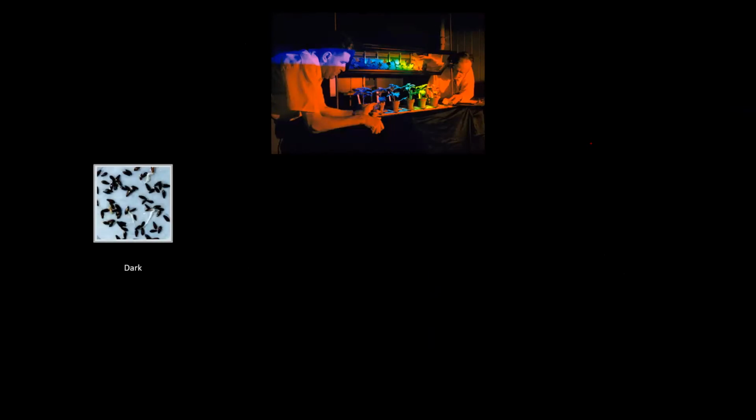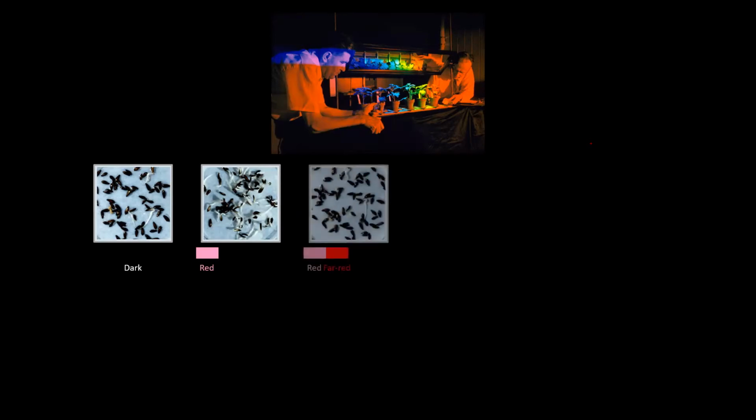If you have some seeds and let them absorb water, trying to get them to germinate, they won't respond if they're placed in the dark. But if you give them a pulse of red light, they'll have nearly 100% germination. But the interesting thing that happens is when you follow this red pulse up with a far red pulse, this brings the percent germination from 100% down to about 50%.